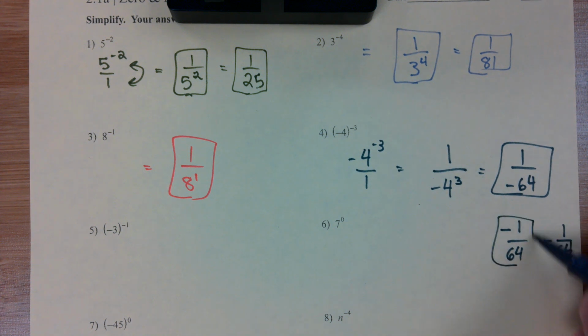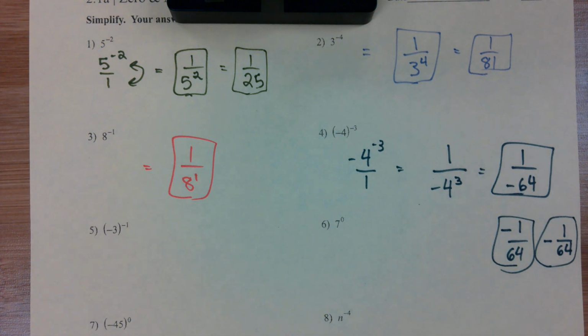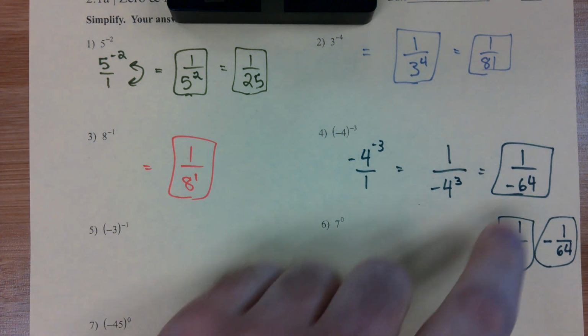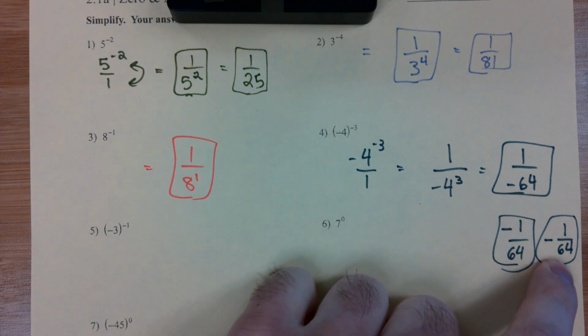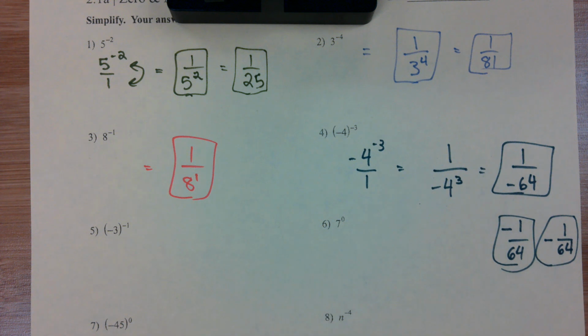So either way, any of these 3 answers is correct. They're all the same thing. It doesn't really matter where the negative sign is. We usually don't write it in the denominator. I would suggest just writing it out in front like this, but it's the same either way.